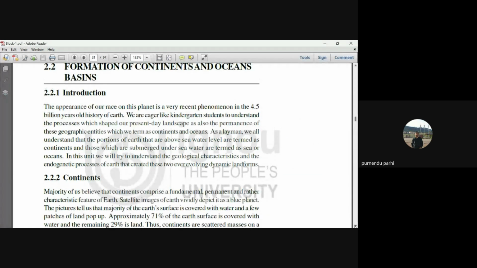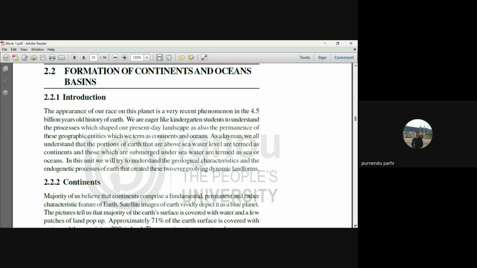So now the formation of continents and the ocean basins. The appearance of our race on the planet is a very recent phenomenon in the 4.5 billion years old history of Earth. We are eager, like kindergarten students, to understand the process which shaped our present day landscape, as also the performance of these geographic entities, which we term as continent and ocean.